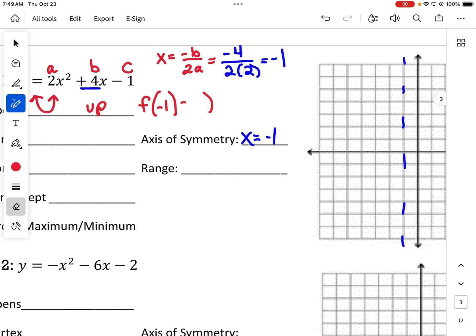Oh no, I forgot the 2. Back it up. 2 times parentheses negative 1 squared plus 4 times negative 1 minus 1. So put that in your calculator, exactly like it appears.